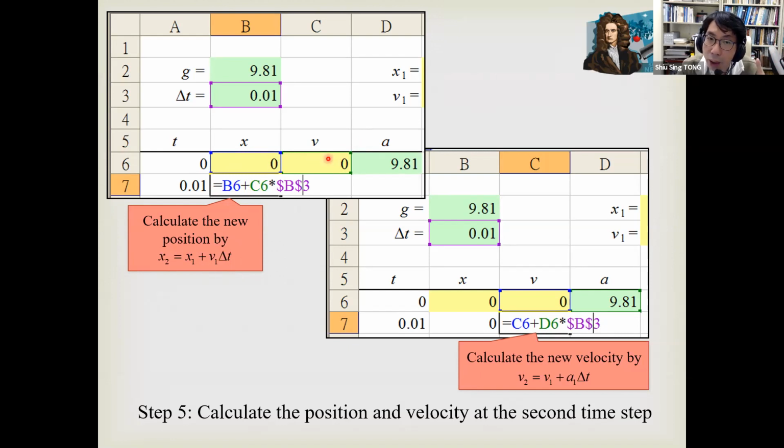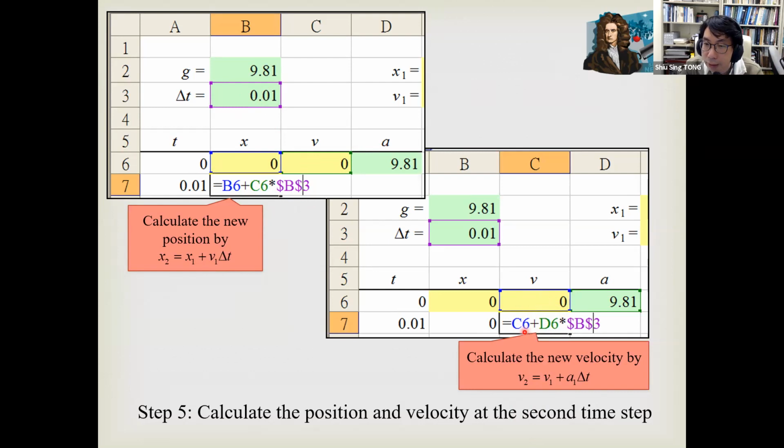This is the velocity at time 0. So I refer to this cell. I write C6 multiplied by delta T. For delta T, I always refer to this cell, which is B3, but I write dollar signs because I don't want it to change upon copy and paste. Similarly, I can use this formula to find V2. V2 is equal to V1, where V1 is the previous cell.